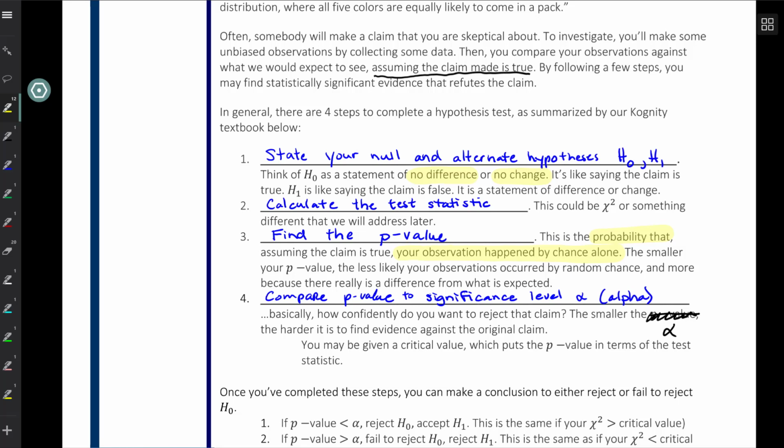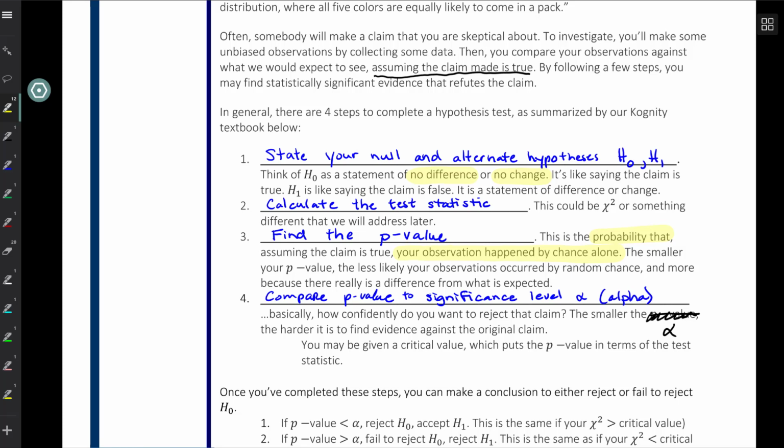Well, why is that important? Well, if you happen to have a really big difference between what we observe and what we expect to see when we say that their claim is true, that difference is really, really unlikely to happen. But if it actually did happen, if we observed it, then that's going to give us really strong evidence to state that the claim is wrong. Okay? So the smaller your p-value, the less likely your observations occurred by random chance, and more likely because there really is a difference from what is expected. And that's how we make a conclusion, by looking at that p-value.